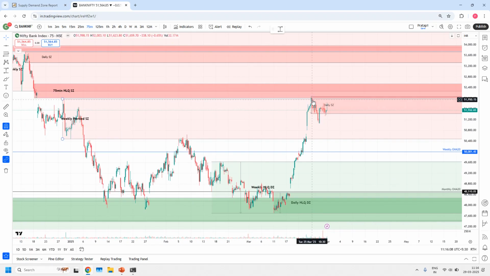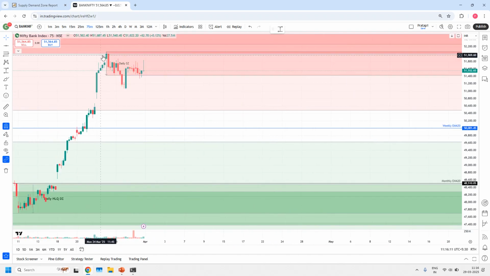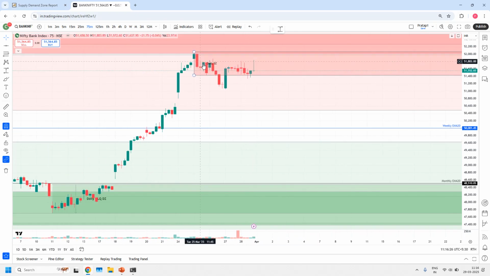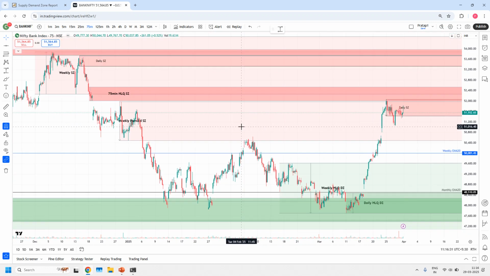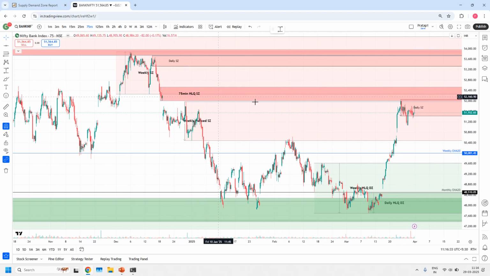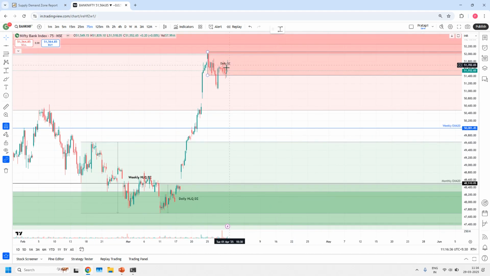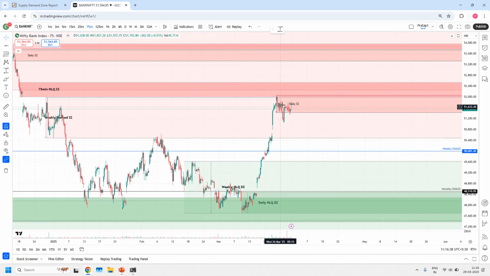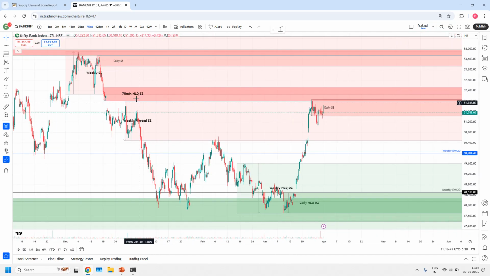And now here, recently what happened? Recently means when this is on 25th March, 2 days back. Or maybe 4 days back, right? 4 days back, prices entered into the 75 minute zone. And from there it came down. While coming down, institutions used this 75 minute zone as an horizon and created this daily supply zone. For this daily supply zone, this 75 minutes HLQ supply zone is the horizon.